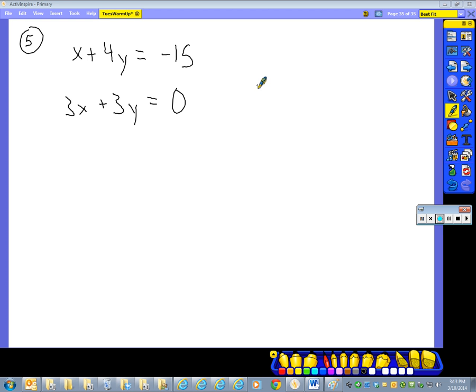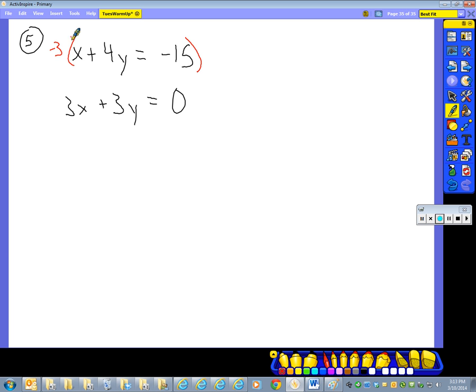Alright, so now, here's my first question to you guys. Raise your hand and tell me which is going to be the easiest variable to eliminate, either the x or the y. What do you think, Ben? X, that's right. So, if I know that this is a positive 3x, I'm going to try to get the opposite of that. So I'm going to modify this first equation in such a way where I get a negative 3x. Someone raise their hand and tell me, what am I going to have to multiply that equation by in order to get a negative 3x? Let's go with Daniel. Negative 3 is correct.